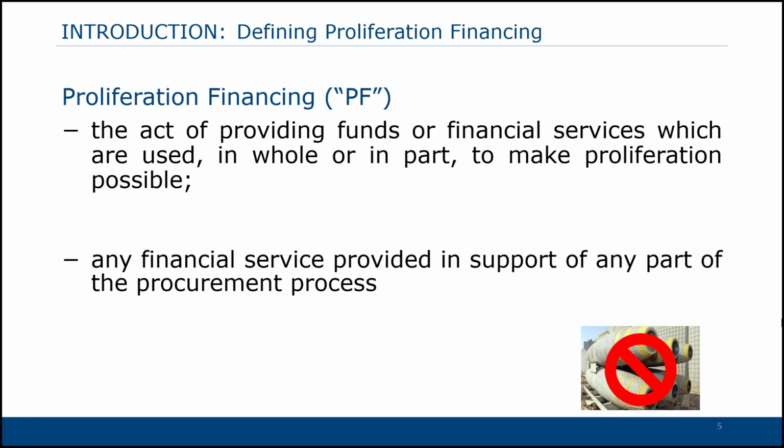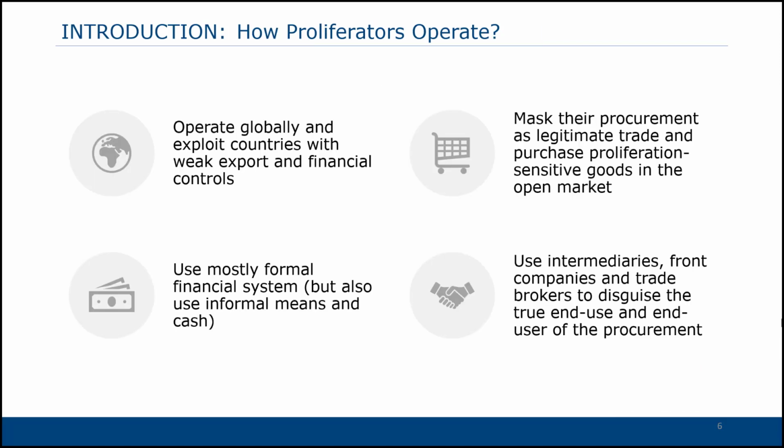It can be facilitated through the financial system via transfers, mortgages, credit lines, insurance services, trust and corporate services, as well as company formation. Proliferators operate globally and exploit countries with weak export and financial controls. They disguise procurement as legitimate trade and purchase proliferation-sensitive goods in the open market. Proliferators normally favor the formal financial system, but may at times use informal means as well as cash. They use intermediaries, front companies, and trade brokers to disguise the true end use and end user of the procurement.